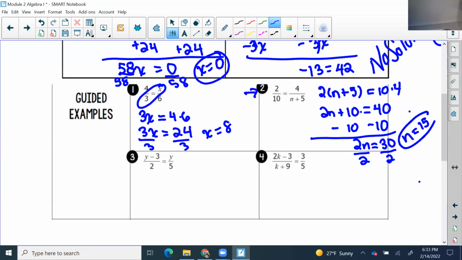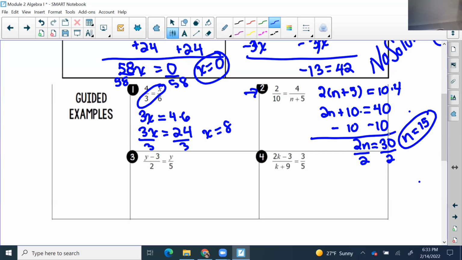Now I can always go back and check and see. Here we have 2 times what is equal to 4. That would be 2 times 2. So if I multiply 10 times 2, I get 20. And if I plug in 15 for n, that's exactly what I get.